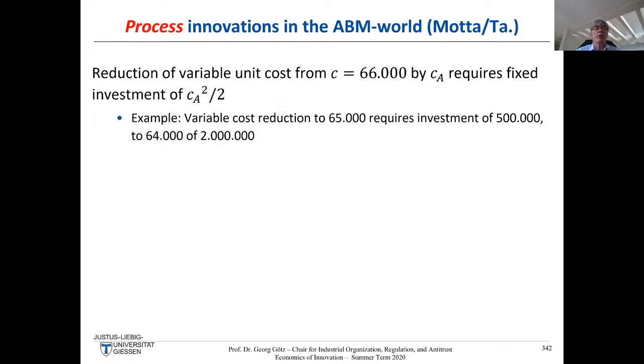Looking into process innovations in this world, and you will see here I just used one of our standard cost functions, like in the Gupta-Stiglitz model. You are able to decrease this unit cost by investing in this convex investment cost function. Okay, if you want to reduce your variable cost to 65,000, you have to invest 500,000. If you want to reduce it to 64,000, you have to pay 2 million. Okay, that's what we have here.